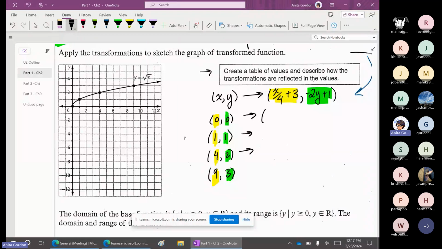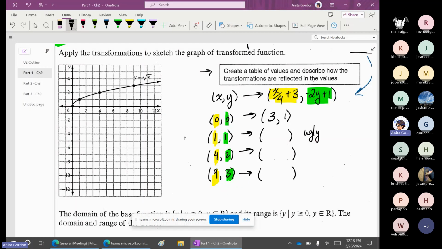Zeros are very easy because they are unaffected by stretches and they're unaffected by reflections, because you can't multiply or divide anything with 0 and get a different number. It's going to be 0. So zeros are only affected by translations. So in my x coordinate, this is going to be 3. My y coordinate will be 1. When I go here, you're going to get some ugly numbers sometimes because of our fraction here. Technically, this is 1/4 plus 3. This is going to be ugly.